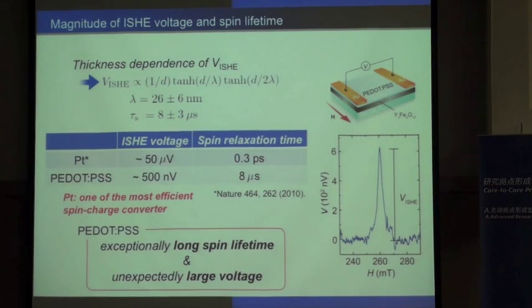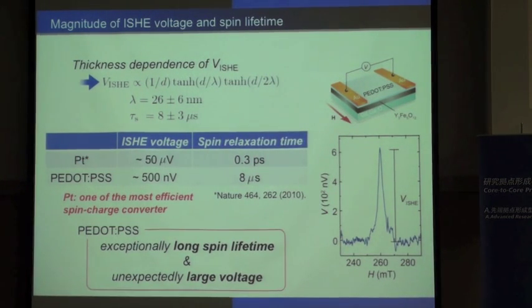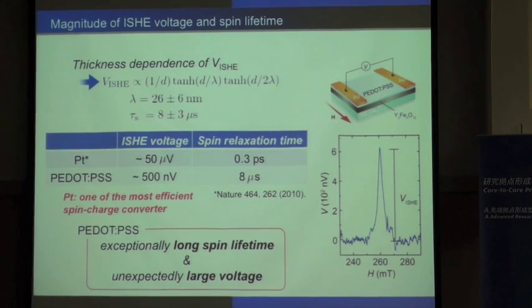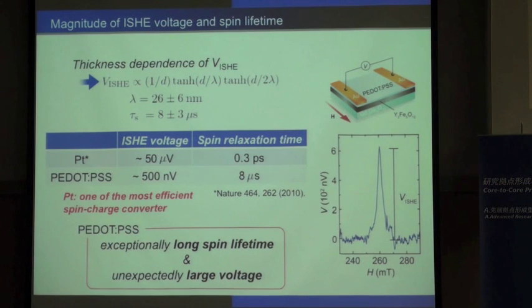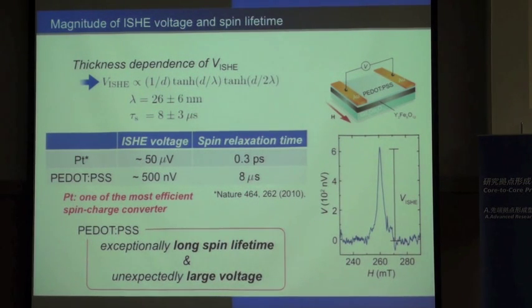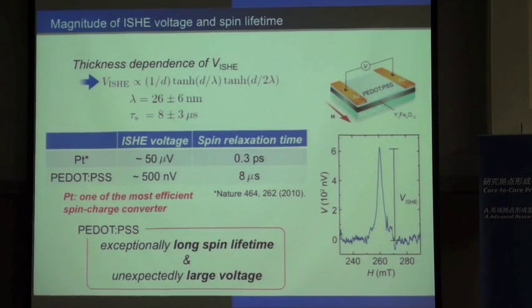By measuring the thickness dependence of the electric voltage, we can estimate the spin diffusion length in the p-dot film. The result is shown here. And using the diffusion coefficient, we can estimate the spin lifetime in this material, 8 microseconds. This is a summary of the result. The spin lifetime in the p-dot film is very long, as expected from the very weak spin-orbit interaction. On the other hand, the electric voltage due to the inverse spin Hall effect is only 2 orders of magnitude smaller than that of platinum, platinum is one of the most efficient spin charge converters.